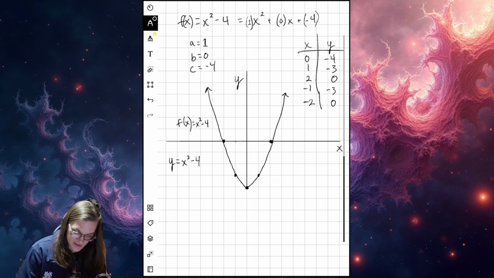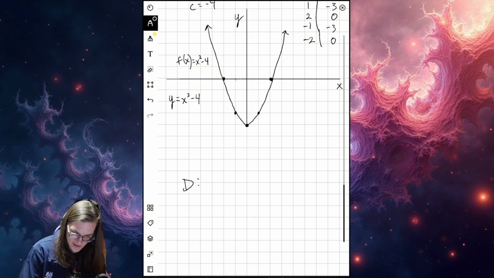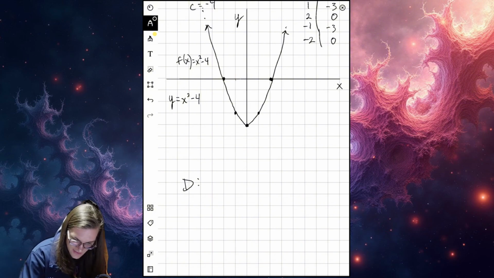Okay, what is the domain of this function? The domain is any x value that can go into the function. So again, this goes off to infinity to the left, this goes off to infinity to the right. So it's negative infinity to positive infinity, all real numbers.